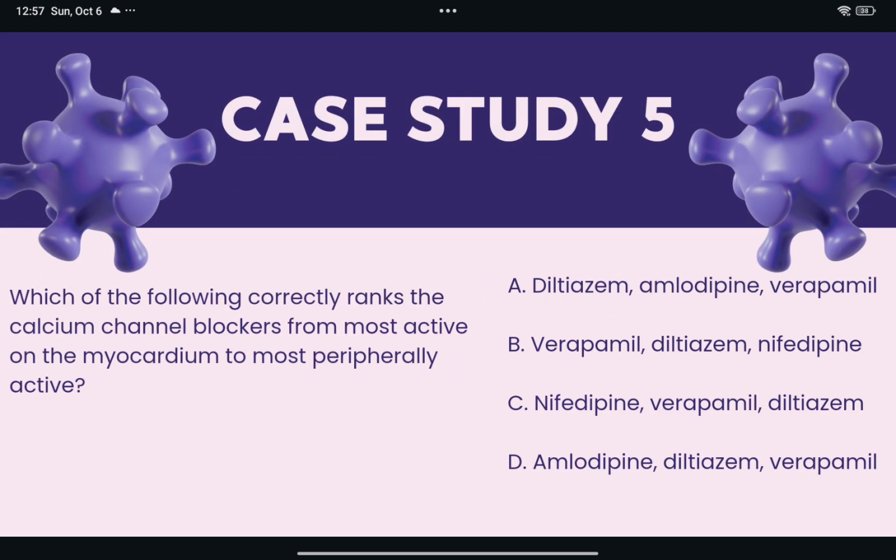Which of the following correctly ranks the calcium channel blockers from most active on the myocardium to most peripherally active? Verapamil has the most negative inotropic effects, nifedipine is a peripheral vasodilator, and diltiazem is intermediate. So we will select option B: verapamil, then diltiazem intermediate, and nifedipine for the periphery.